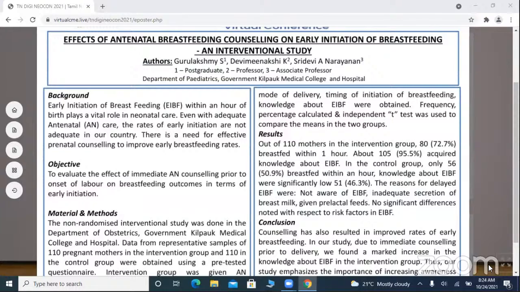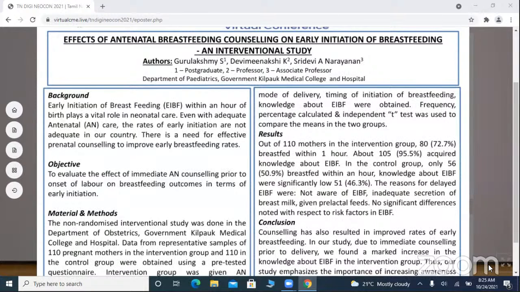The background of my study was that early initiation of breastfeeding within an hour plays a vital role in neonatal care. Even with adequate antenatal care, the rates of early initiation are not adequate in our country. There is a need for effective prenatal counseling to improve the early breastfeeding rates. My objective was to evaluate the effect of immediate antenatal counseling prior to the onset of labor on breastfeeding outcomes in terms of early initiation.